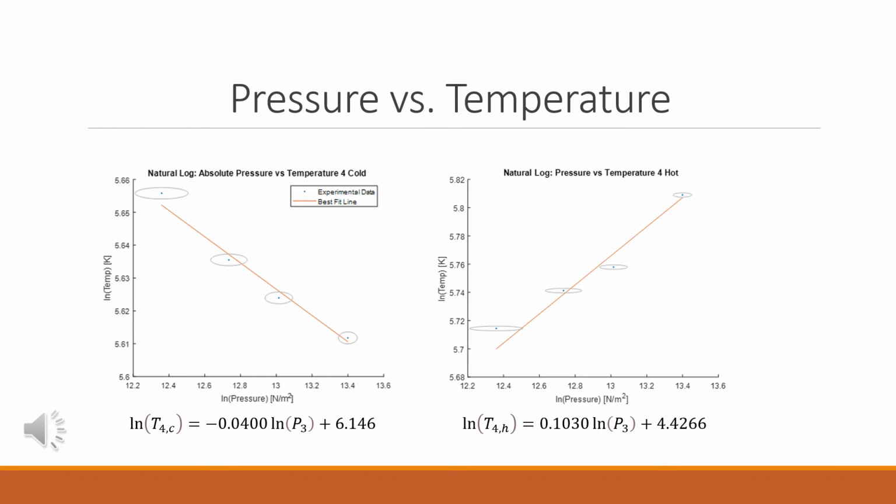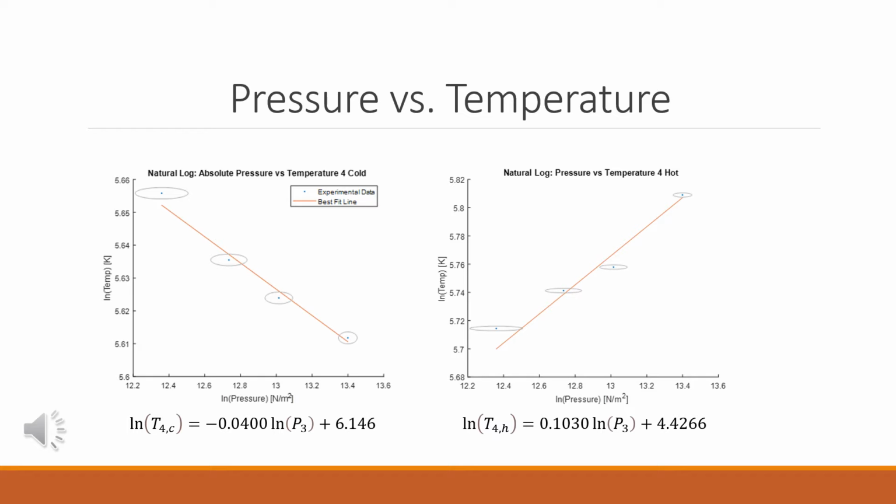Here we have plotted the relationships between the log of pressure and the log of temperature at T4 hot and T4 cold locations. These are the hot and cold exits of our vortex tube. A relatively linear relationship is observed between the change in temperature from ambient and an increase in pressure. In other words, as pressure increases, the hot output gets hotter and the cold output gets colder.